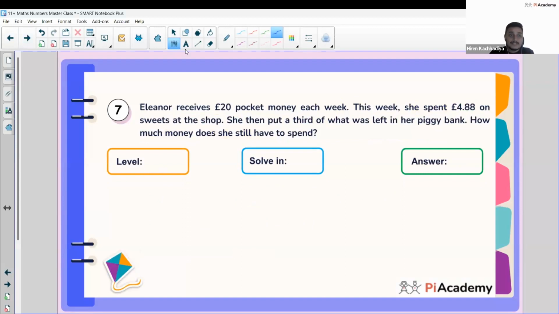Harshit, please read this question. Eleanor receives £20 pocket money each week. This week she spent £4.88 on sweets at the shop. She then put a third of what was left in a piggy bank. How much money does she still have to spend?